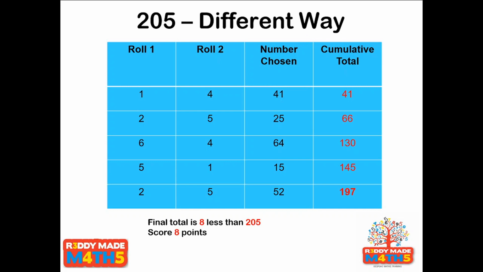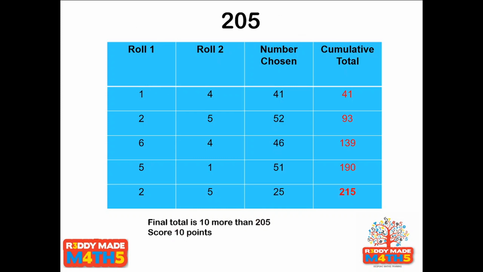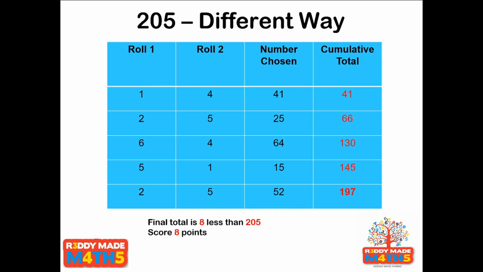Well, that's one alternate way of doing it. We've kept the 41 the same as we did last time, but as you can see, we've swapped the 52 for 25, the 46 for 64, the 51 for 15, and the 25 for 52. We've swapped all of those numbers over, and this time we end up with a total of 197. So now we're getting even closer to the right answer.